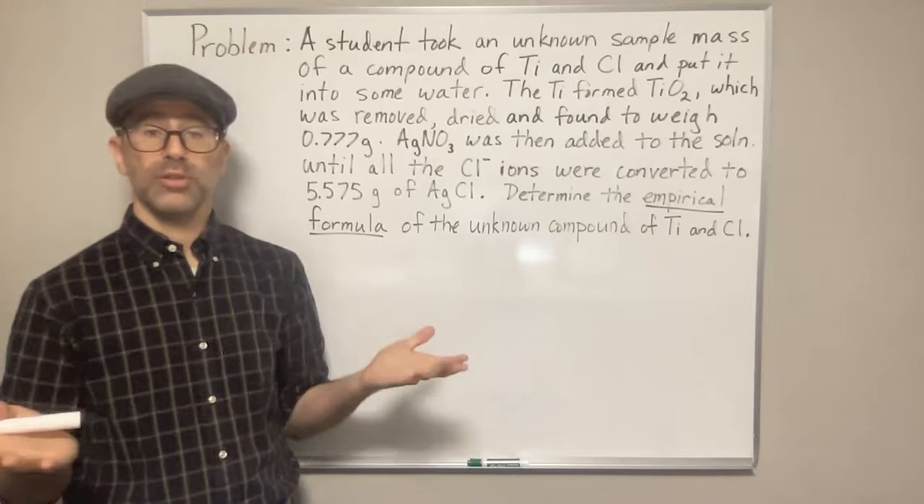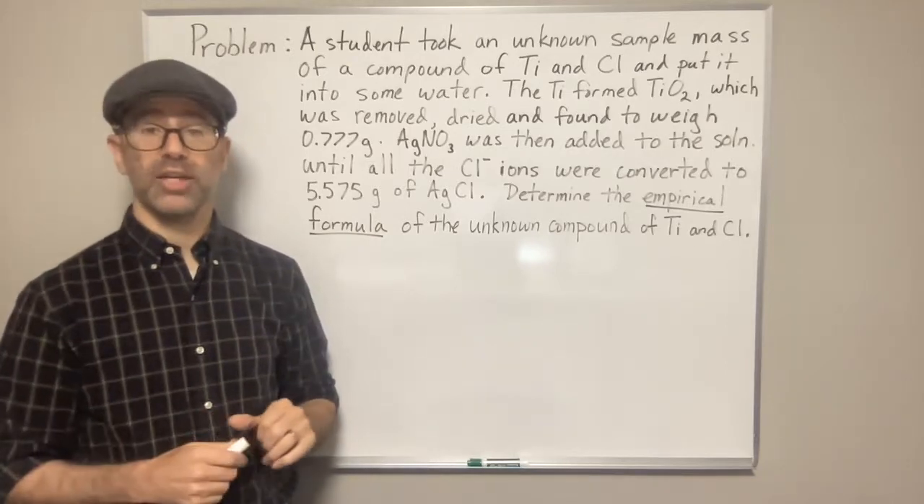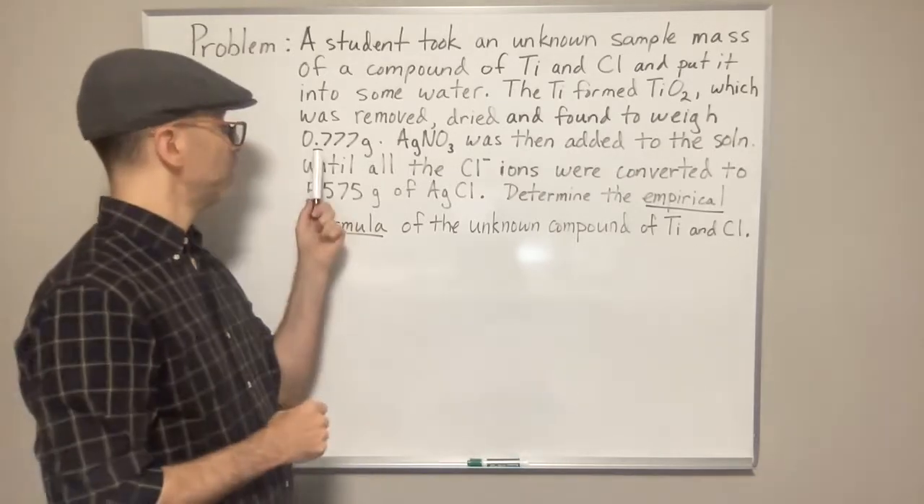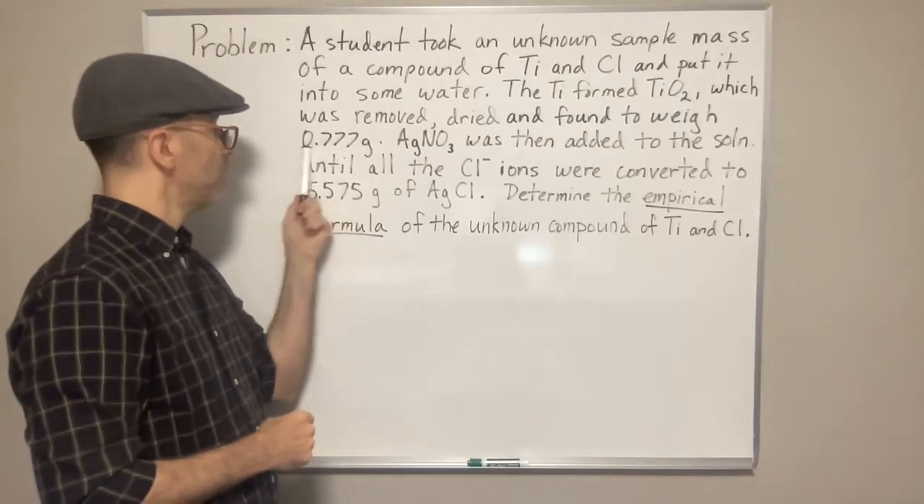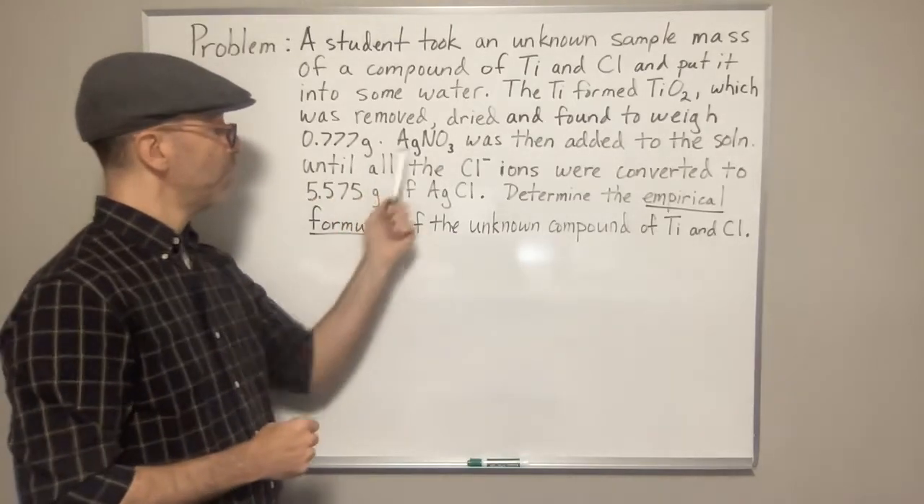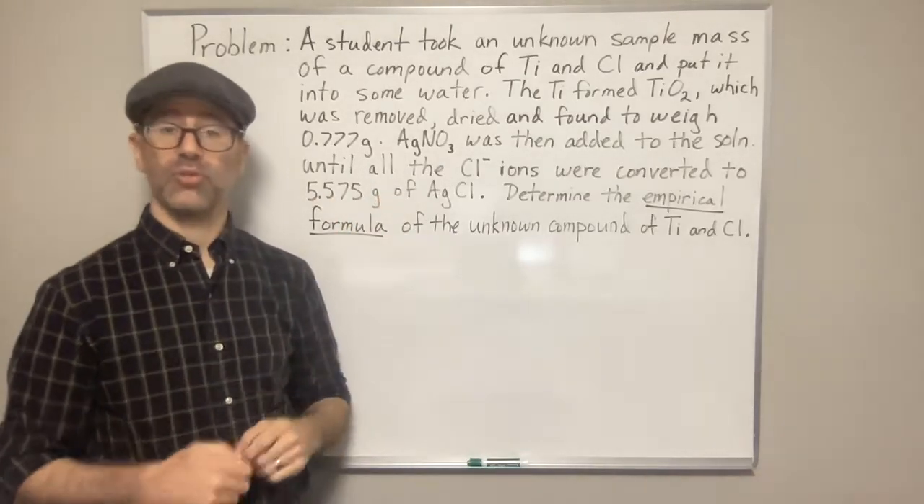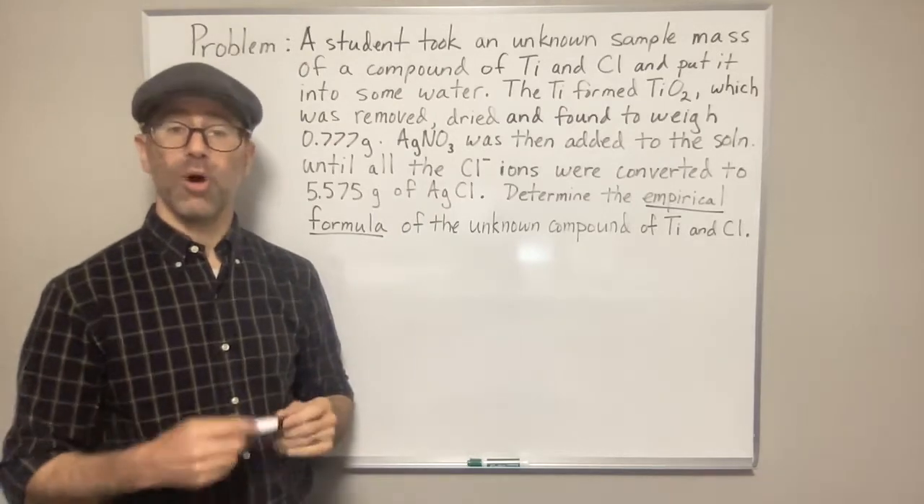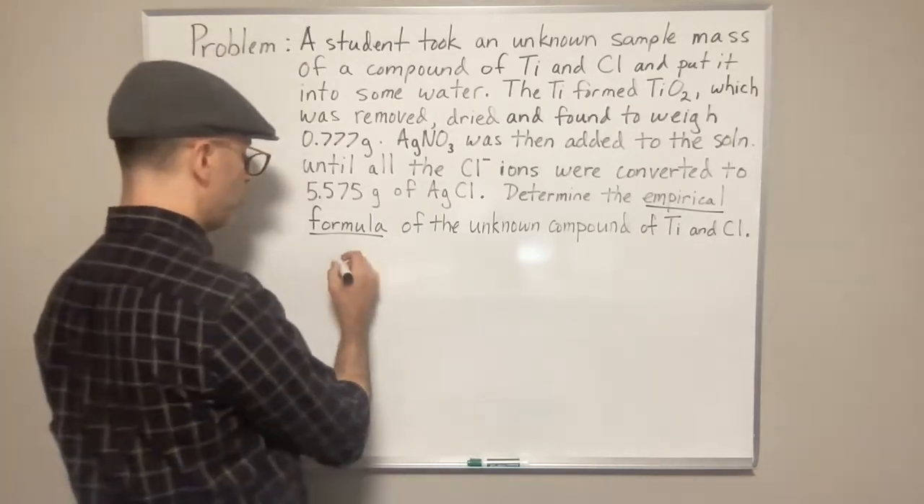So all we need to do is find the mole amounts of each of these, and we can do that because they gave us the masses of the compounds that those elements formed. So all we need to do is use our roadmap, right?